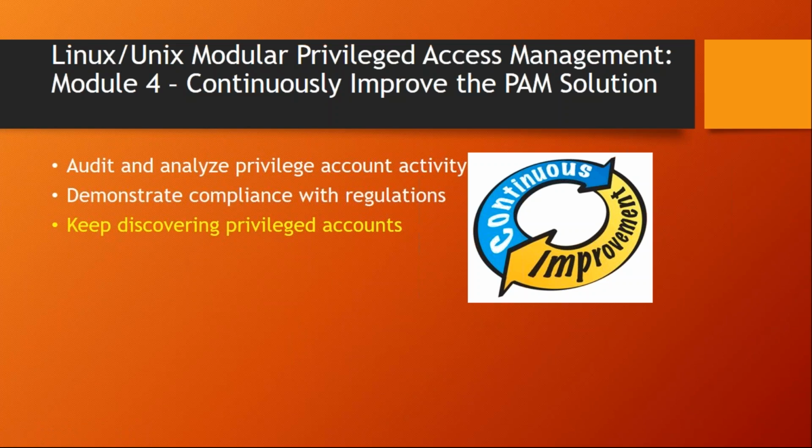And then keep discovering privileged accounts. You need a process and automated tools to continuously identify those new privileged accounts and account changes made in your network. It's the only practical way for you to maintain the visibility and the control that's necessary for you to protect your critical information.